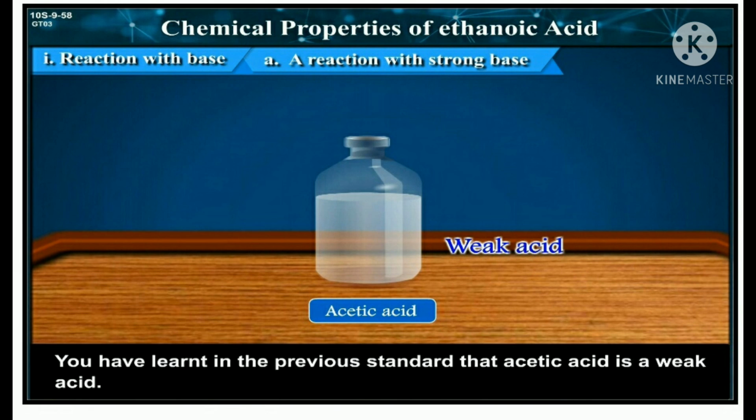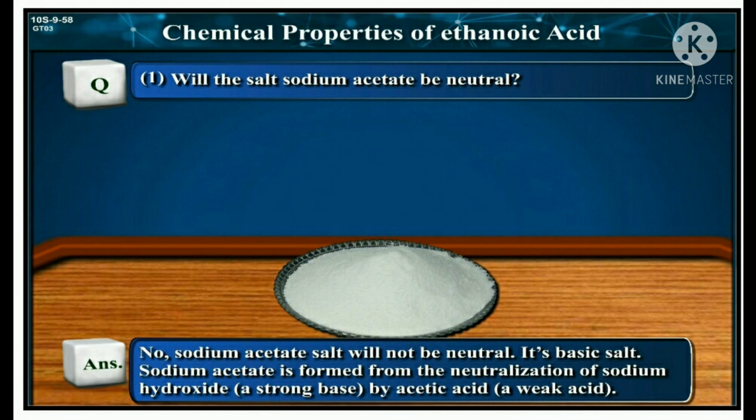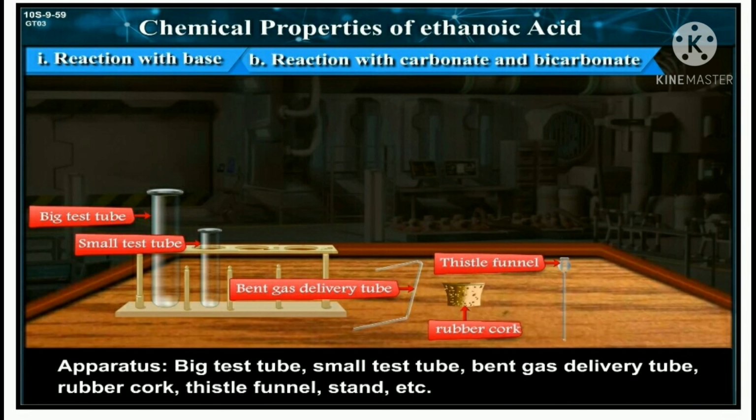You have learned in the previous standard that acetic acid is a weak acid. Will the salt sodium acetate be neutral? No. Sodium acetate salt will not be neutral. It is a basic salt, formed from the neutralization of sodium hydroxide, a strong base, by acetic acid, a weak acid. Second, reaction with carbonates and bicarbonates.